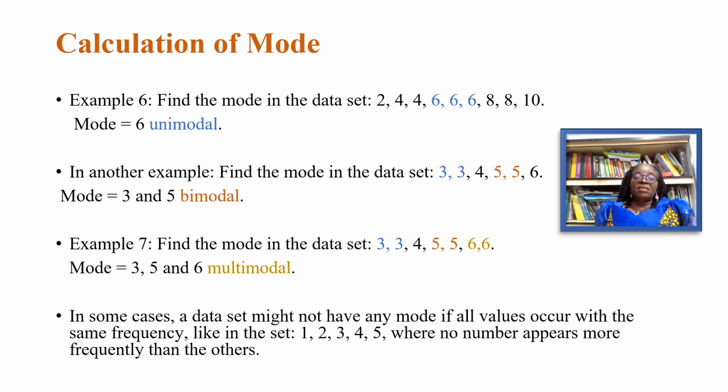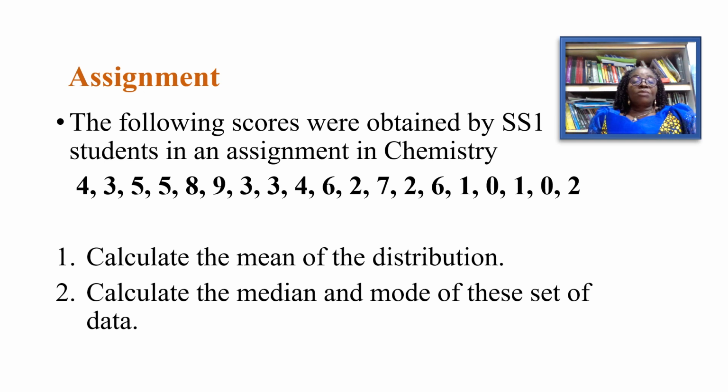In some cases, a dataset may not have any mode if all values occur with the same frequency, like in the set 1, 2, 3, 4, 5. There is no mode at all because all of them appeared the same number of times. That's where we stop on central tendency.